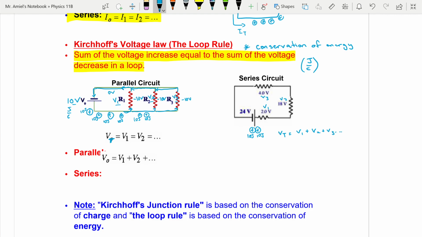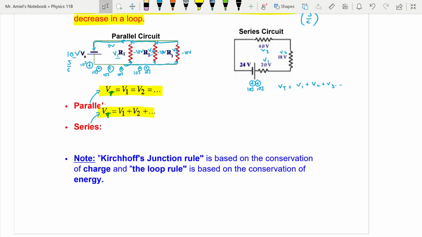Okay, so now, these have been shifted, but here's our parallel voltage law, here's our series voltage law. And again, note, the junction rule or the current rule is based on the conservation of charge. The loop rule or the voltage rule is based on the conservation of energy.